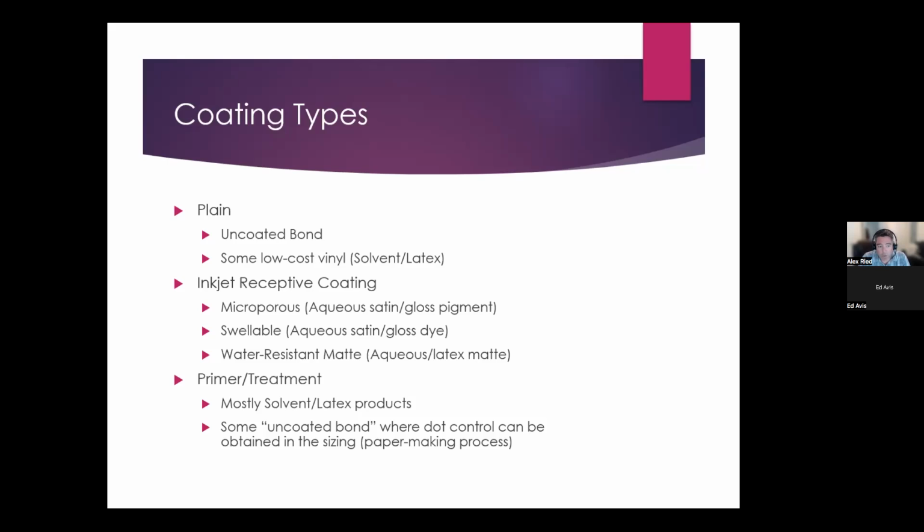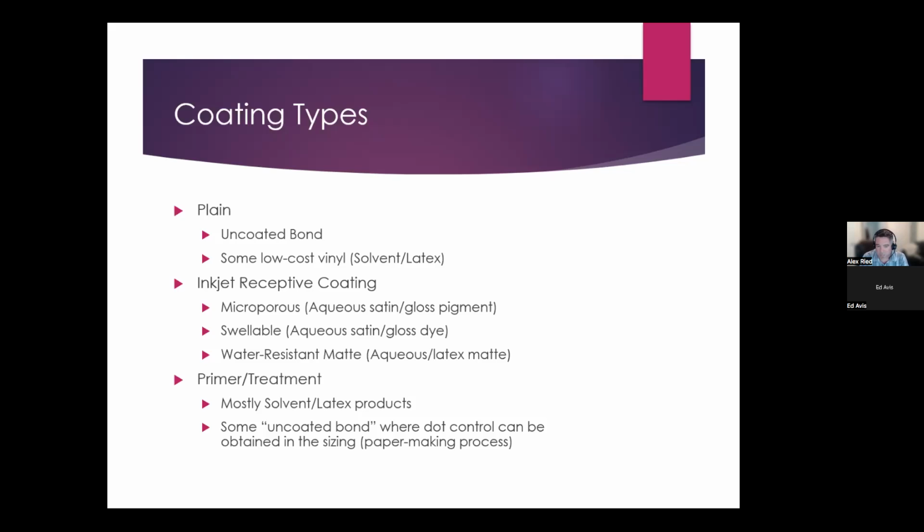An inkjet receptive coating is something that has an additional layer to allow it to accept certain inks. Microporous are all the glossy things that work on your HP Z series, your Canons, your Epsons. Swallowable is becoming obsolete. It's older technology, so we won't focus on it too much. Water resistant matte is an interesting one because it works as successfully with aqueous as well as latex materials.